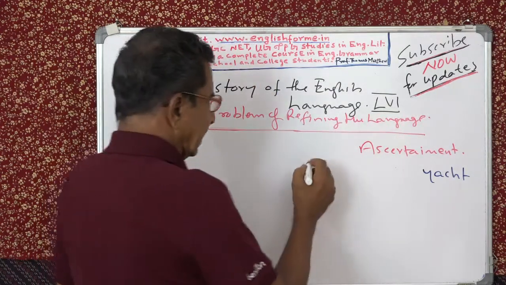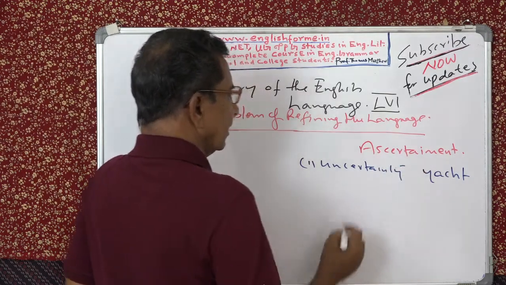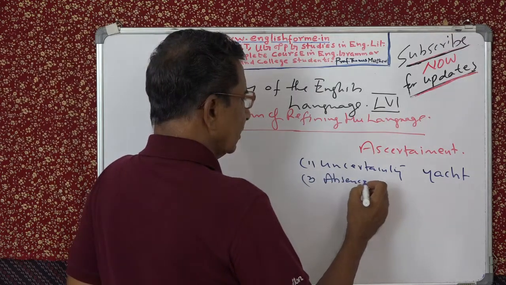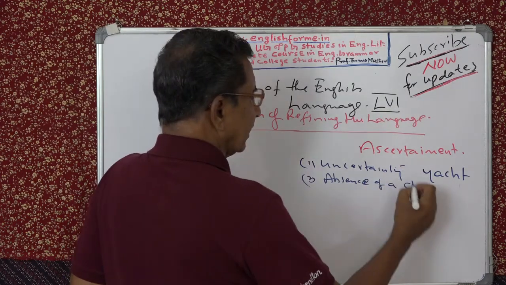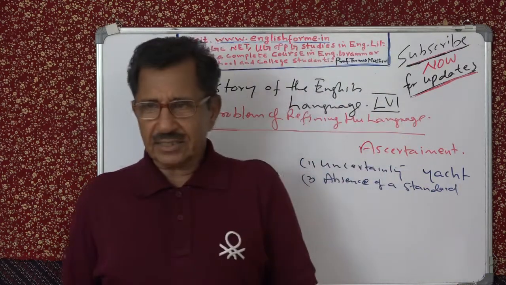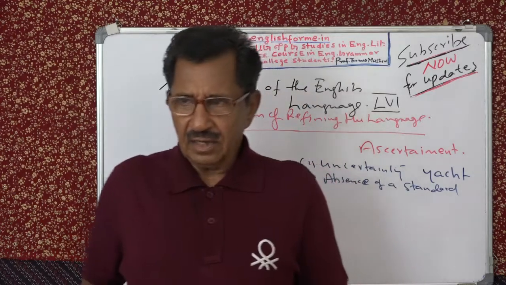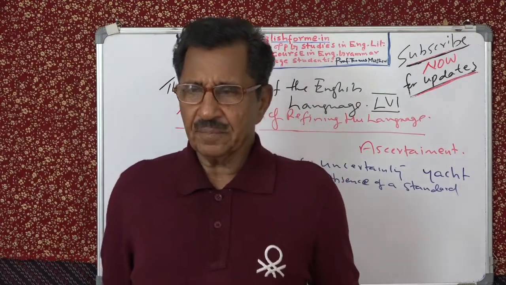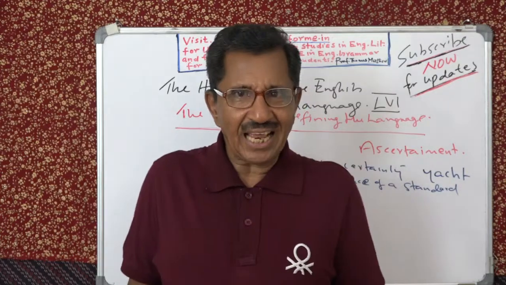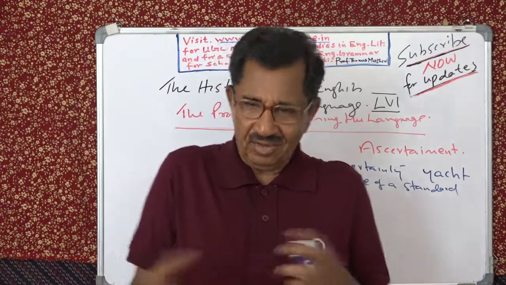Another reason was absence of a standard to which all could conform. So one is uncertainty, and second is absence of a standard to which all could conform. We can again take the example of Daniel Jones's dictionary, where there was no standard pronunciation before that. Now we have standard pronunciation, and therefore you can look up the dictionary and find out.